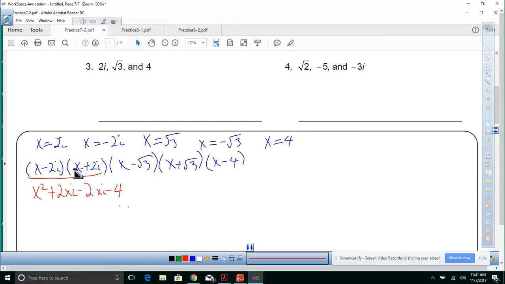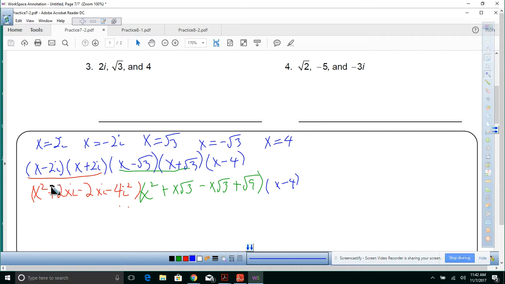Minus 4, and I times I is I squared. All right, so we got that. And now let's do this one here. X times x is x squared, and then you're going to have plus x times the square root of 3 minus x times the square root of 3 plus the square root of 9. And then you just have x minus 4.